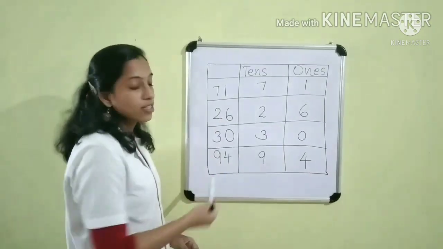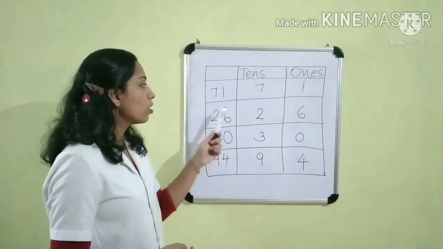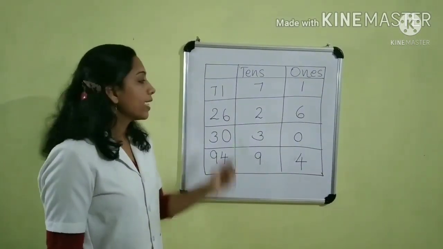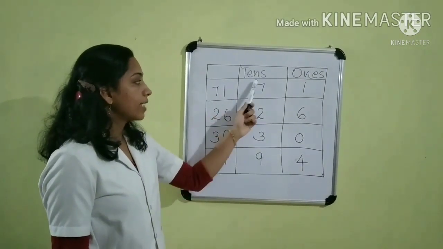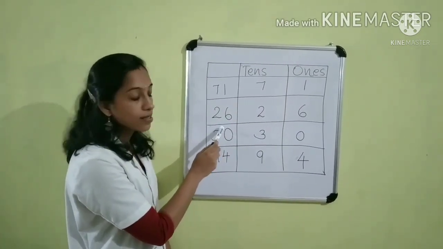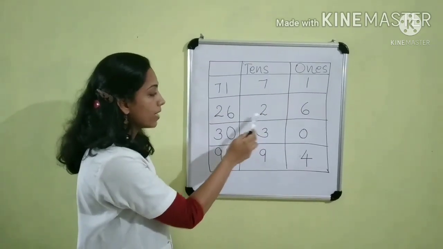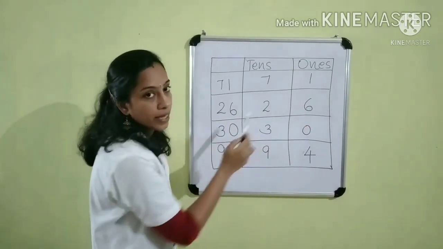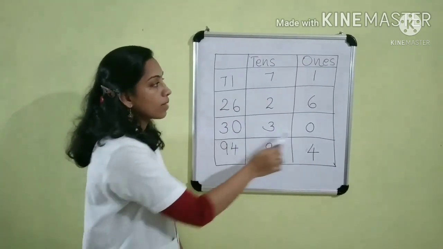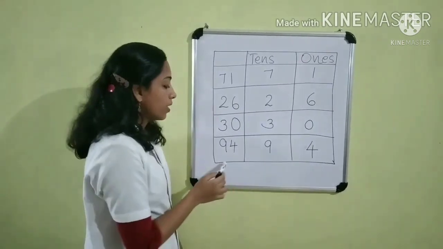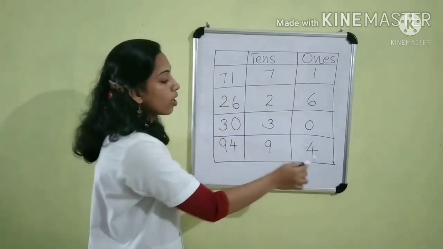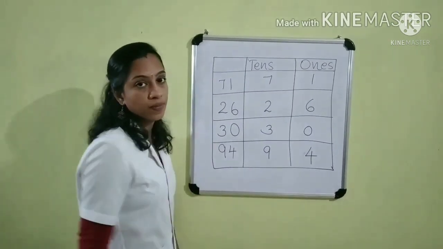Here I have written some numbers. You have to find out which digit comes under tens and ones. In 71, 7 tens and 1 ones. Next example, 26: 2 comes under the tens place, 6 under the ones place. In 30, 3 under the tens place, 0 comes under the ones place. 94: 9 comes under the tens place, 4 in the ones place. Is it clear?